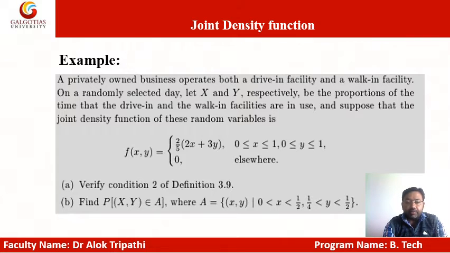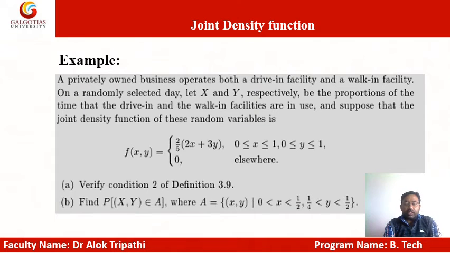So for this we have to first verify condition 2. What is condition 2? We have to show that this is a valid joint probability density function. It means if you integrate this f(x, y) in the range where x lies between 0 to 1 and y lies between 0 to 1, that is, integrate from 0 to 1 for x and 0 to 1 for y, then it will give you the value 1, since total probability is 1 all the time. In the second part, we have to find the probability.